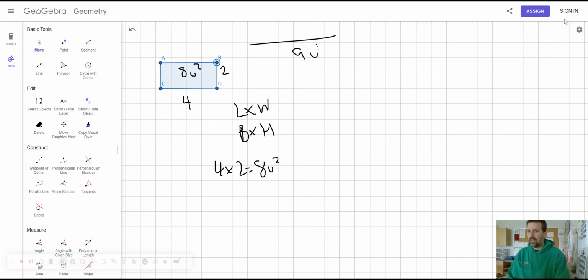How do I reset this screen? Reset, zoom to fit, clear, I don't know. Whatever, let's just erase stuff. All right, let's use the space over here.